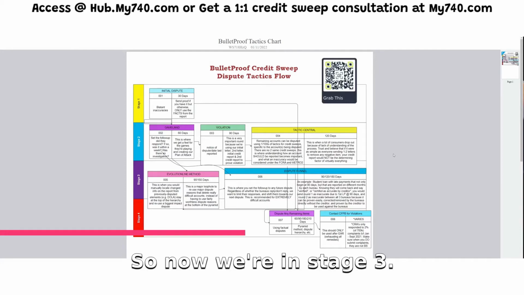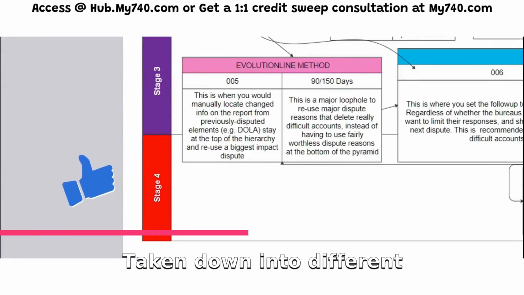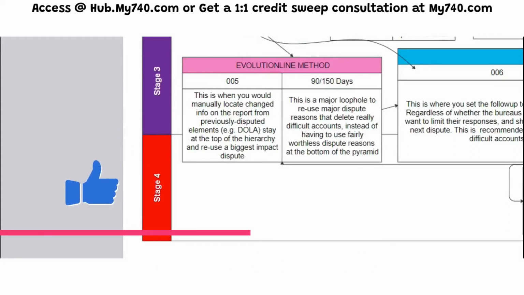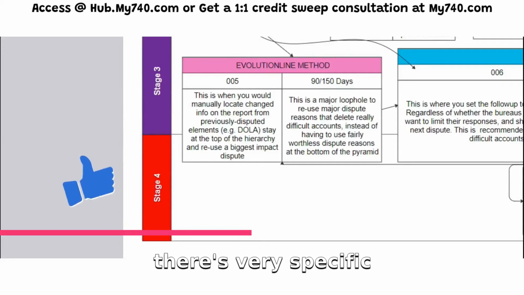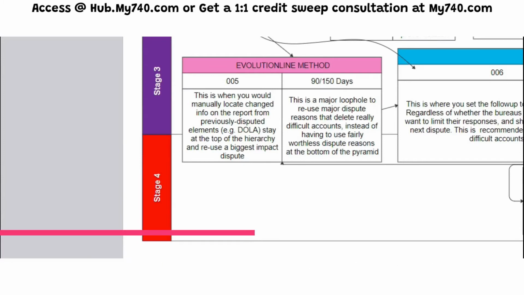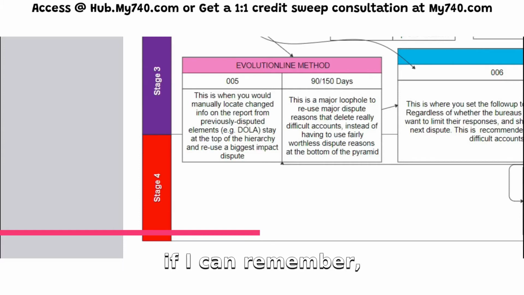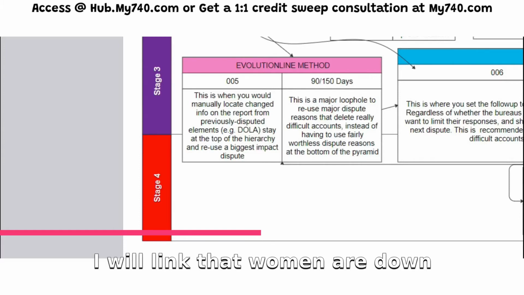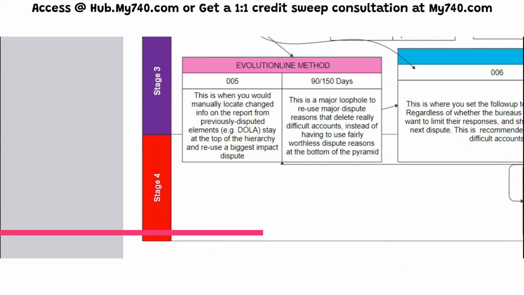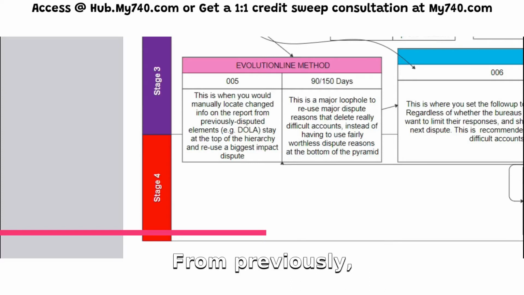Okay, so now we're in stage 3. And yes, any credit sweep can be broken down into different stages. If you're looking at the credit sweep process in general, there are very specific stages as far as removing negative items, building your credit, and then building up your score to get your total, entire credit health. Okay, so with the evolution line method, and if I can remember, I will link that webinar down in the description. It's very, very important because this is where you would manually locate changed information on the report from previously disputed elements. For example, the date last active.